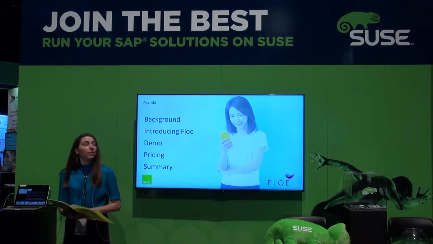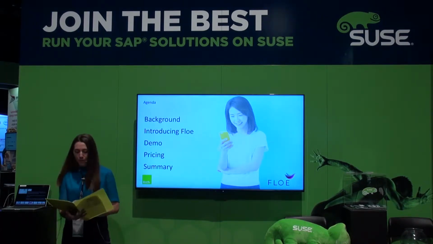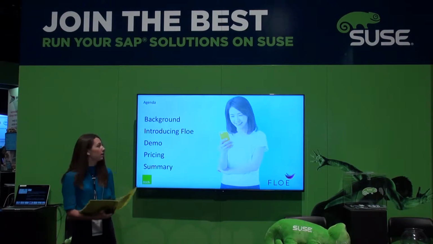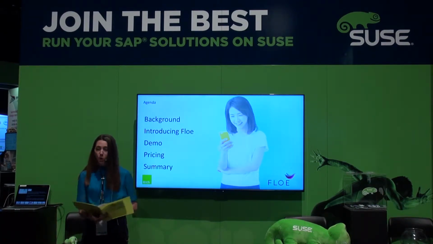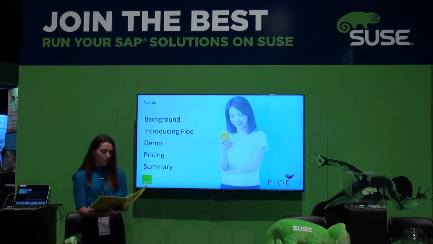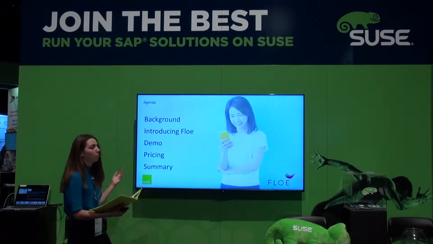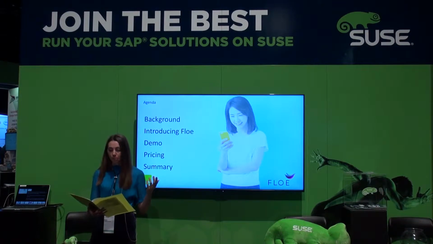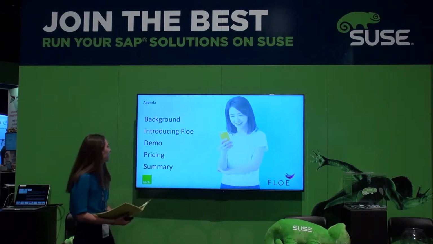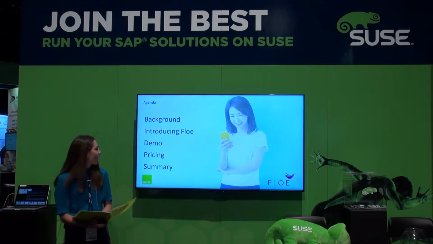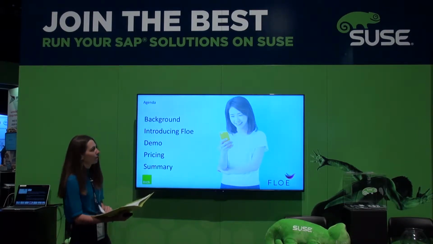So, a quick agenda for today. I'm going to talk about the background and describe how we see the need for an email solution. I'll introduce Flow and some use cases. I'm also going to show you a demo where you'll see how we design beautiful emails with the product. We'll talk a bit about pricing and a great offer we have for Sapphire entities, and then a summary as well.